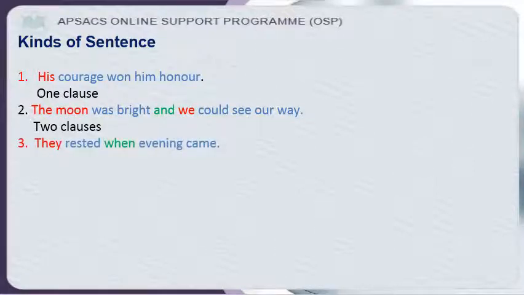They rested when evening came. Now look at this. Yes, there are two clauses, and what about their type? They rested is an independent clause, but what about when evening came? If we omit they rested from the sentence, then it becomes when evening came. Then what happened afterwards? We don't know.